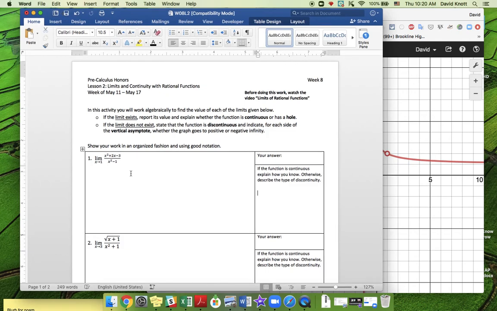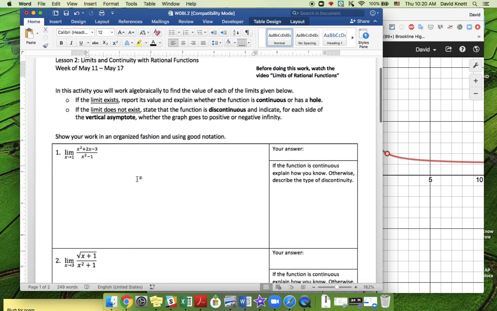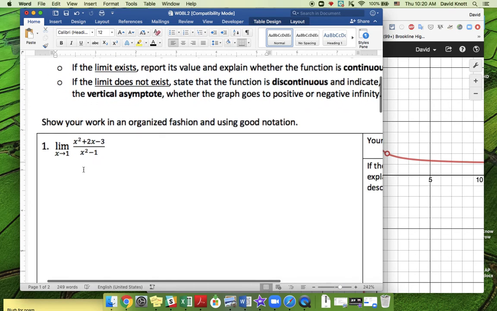Hey guys, so I just wanted to go over this worksheet from last week. There were a number of mistakes that I saw, especially around continuity and whether or not the function was defined at the point and all kinds of things. So I just want to clear up those issues. Let's start with number one.